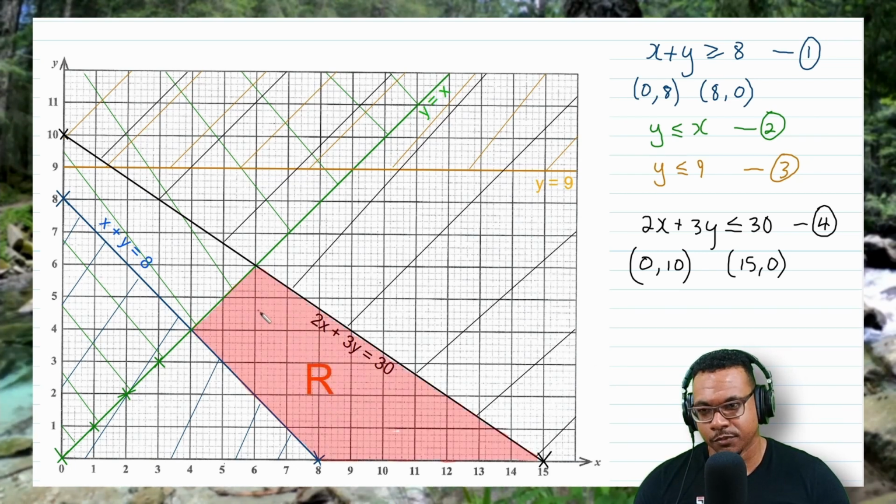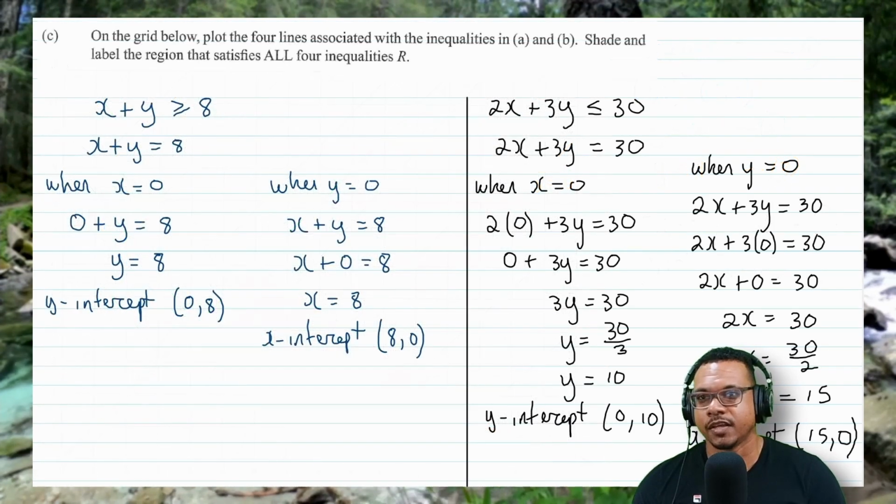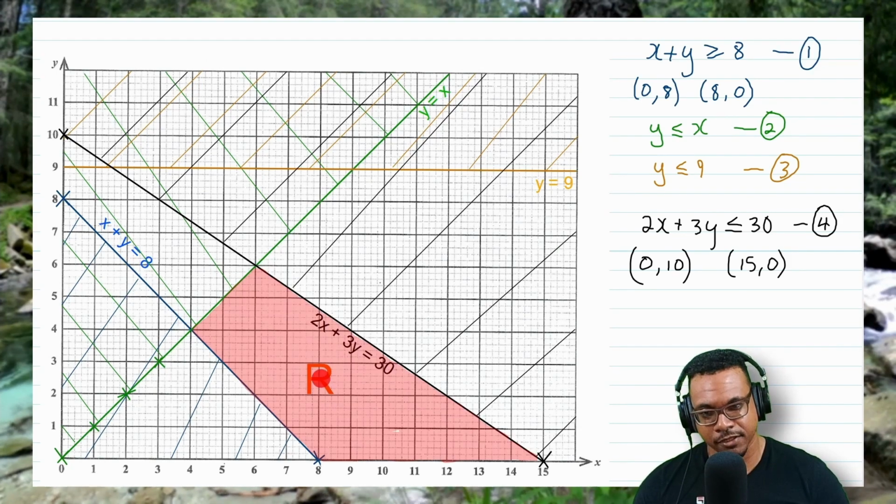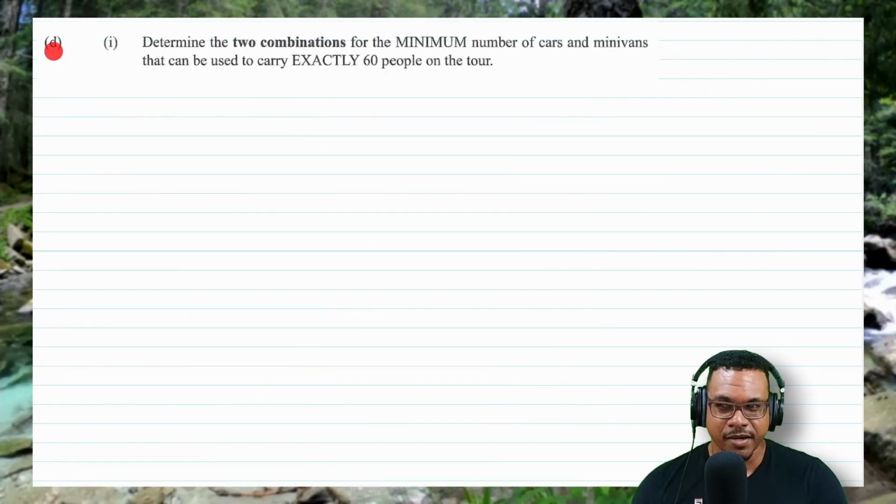So now I've done exactly what they wanted, to label and shade the region R. As you can see here, they want us to shade and label the region that satisfies all 4 inequalities R. So shade and label. So now for part D, part 1, they want us to determine 2 combinations for the minimum number of cars and minivans that can be used to carry exactly 60 people on the tour.